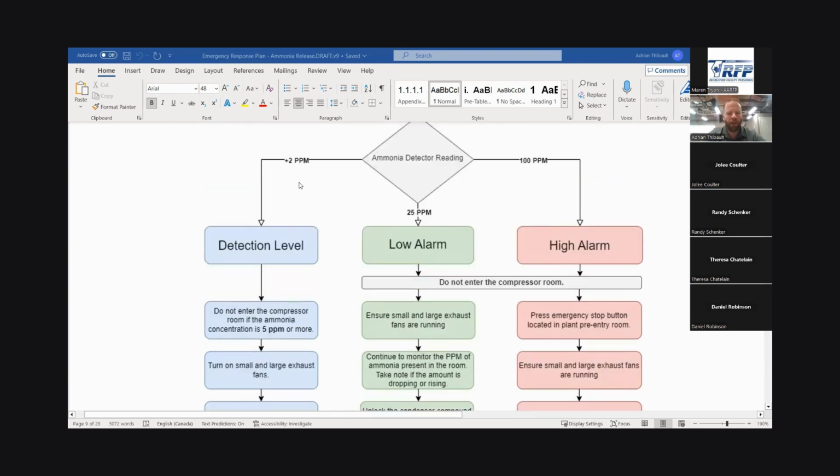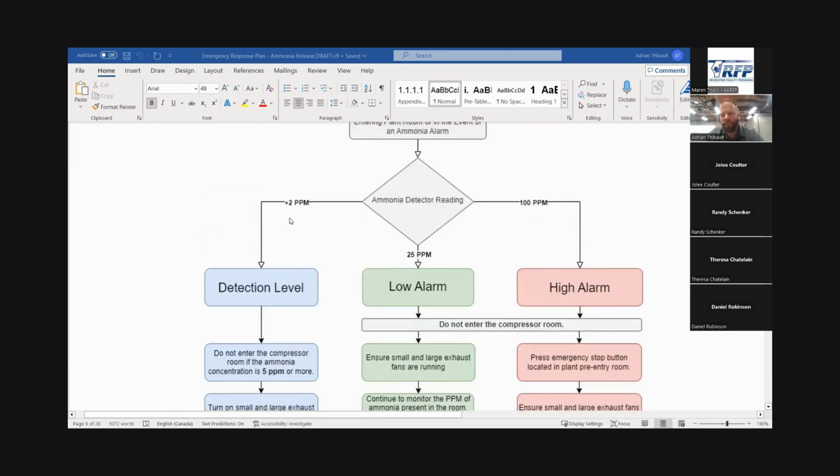Basically, at the detection level, you can get 1 part per million or 2 parts per million on your detection system just from painting, or from your exhaust system bringing diesel fumes into the ammonia room. You can say zero and lower is all you're allowed, but it's not realistic. So you need to come up with a level that is realistic as far as what you're allowed to enter into and what you're not, right? And then you need to come up with procedures and protocols around that.